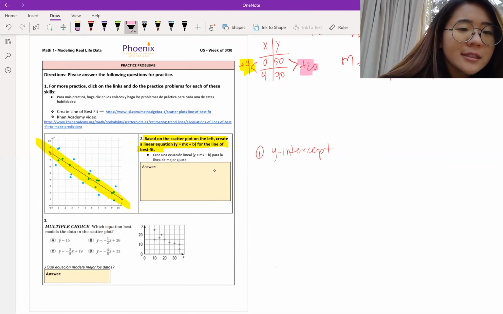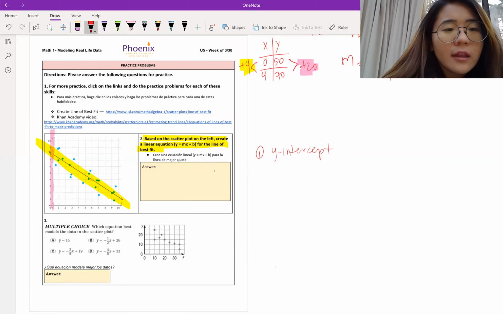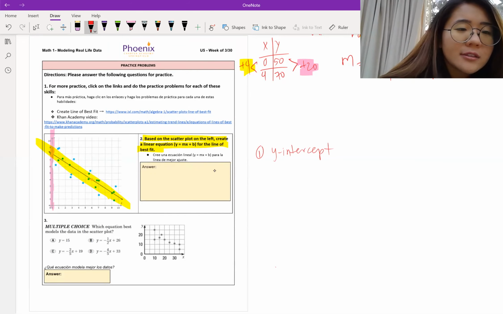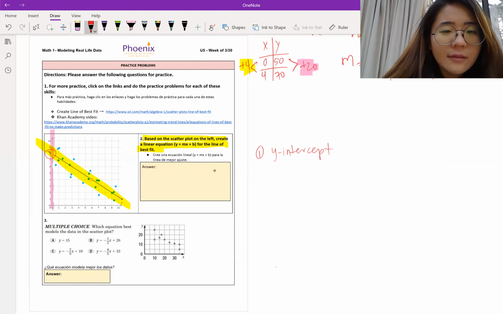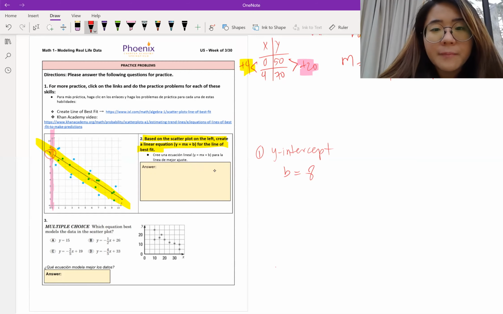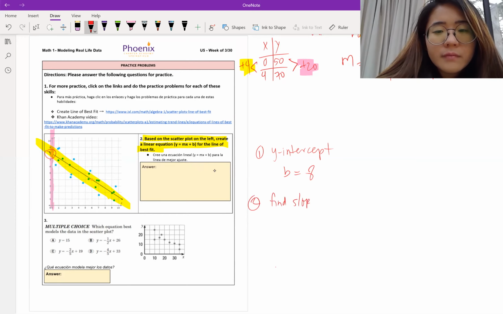My y-axis is right here, right? So where does the line cross the y-axis? I notice that it crosses at 8. So I know that my y-intercept is going to be 8. Okay, then I'm going to find slope. I'm going to make my t-chart, make 2 points. I know one of them could be my y-intercept, and I'm going to find another point.